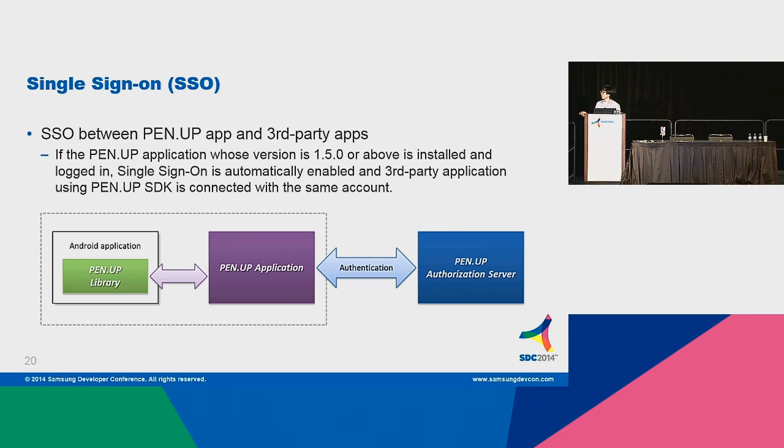So for the single sign-on, the PEN.UP library sends a request with the client information to PEN.UP application. Then using client information, PEN.UP application obtains the access token from PEN.UP authorization server on behalf of your application. After that, PEN.UP application returns the authentication result to the PEN.UP library. Then finally, your application can post an artwork or access PEN.UP resources.